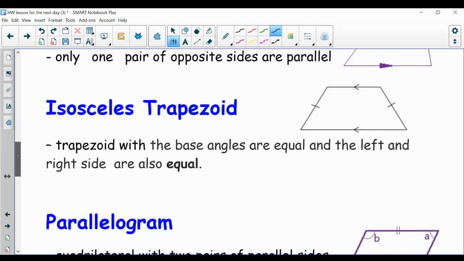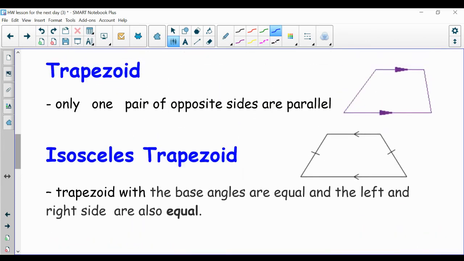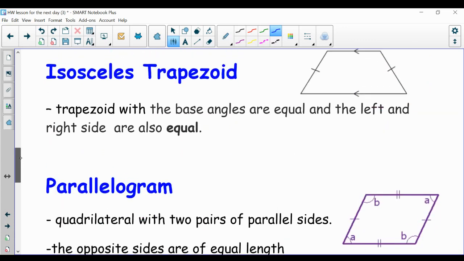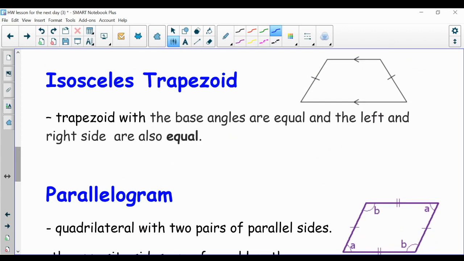Next one is the trapezoid. A trapezoid only has one pair of opposite sides that are parallel. You see the top and the bottom, they are parallel. Next one we have the isosceles trapezoid. An isosceles trapezoid has equal base angles and the left and the right sides are also equal. And of course, the top and the bottom are parallel to each other. We just talked about the isosceles triangle. Isosceles means two sides are equal, two equal sides.